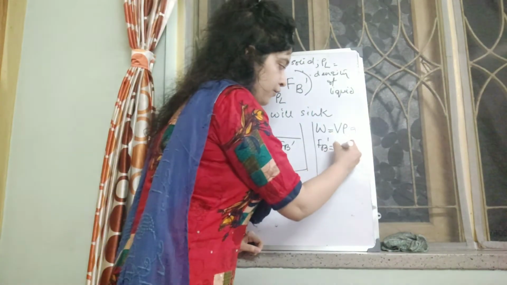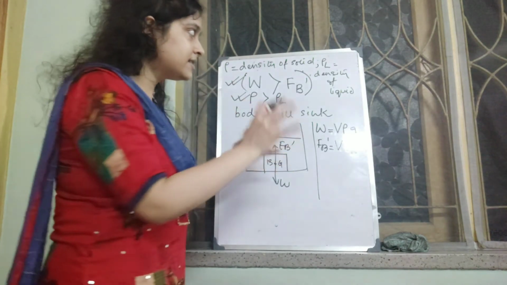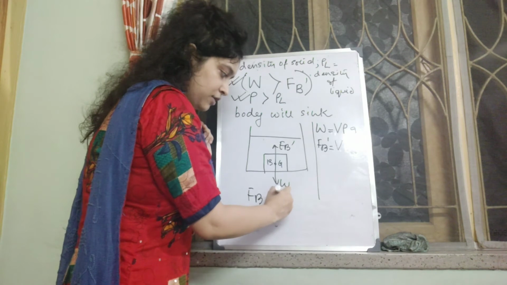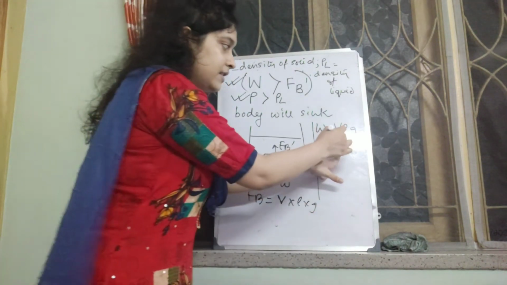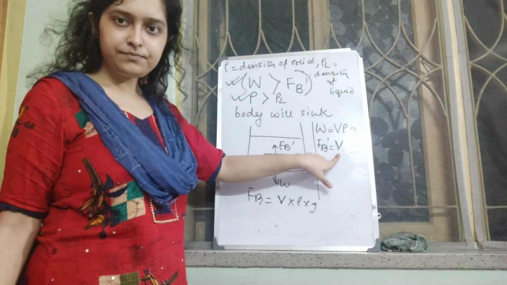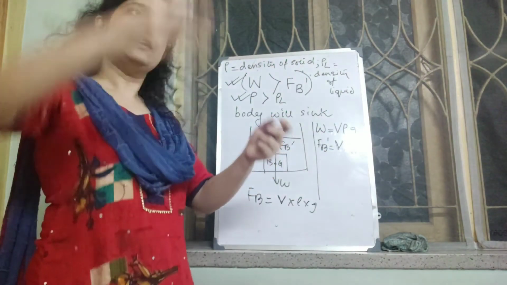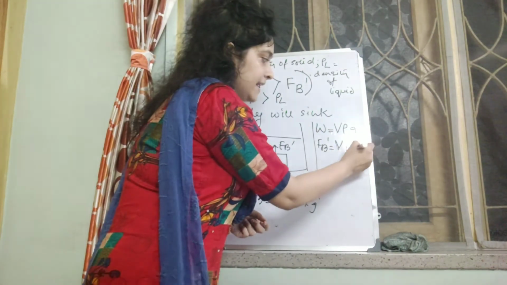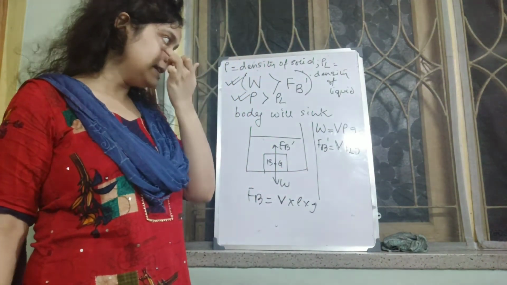So, let's not get confused, okay? The formula of upthrust is the volume of the liquid displaced into rho into g. In this case, the volume of the liquid displaced is totally the volume of the solid, because you have dipped the entire solid in, into rho L into g, the density of the liquid.